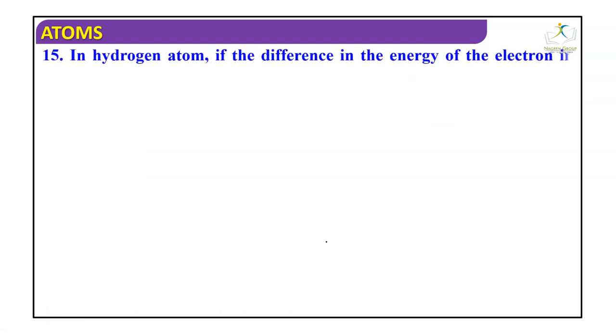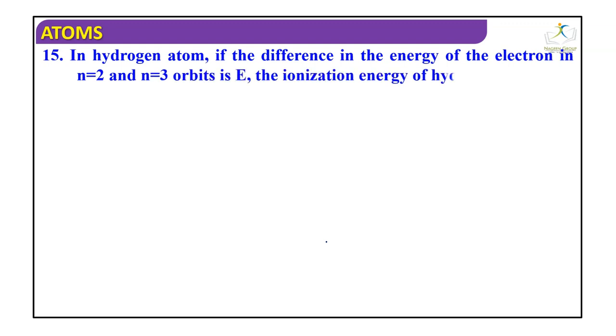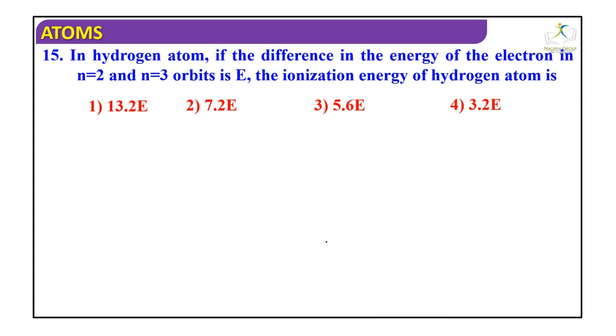Next question: in a hydrogen atom, if the difference in the energies of the electron in n is equal to 2 and n is equal to 3 orbits is E, the ionization energy of a hydrogen atom is 13.2 E, 7.2 times of E, 5.6 times of E, and 3.2 times of E. So let's move to the solution part.